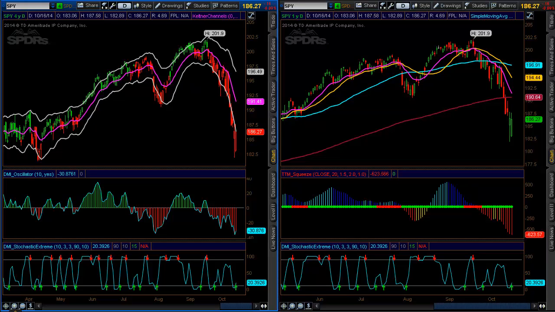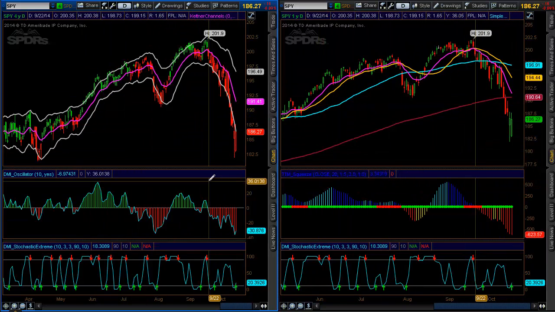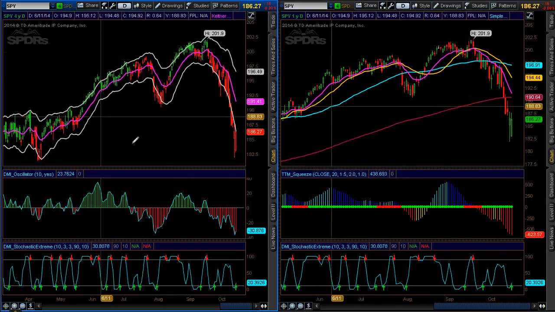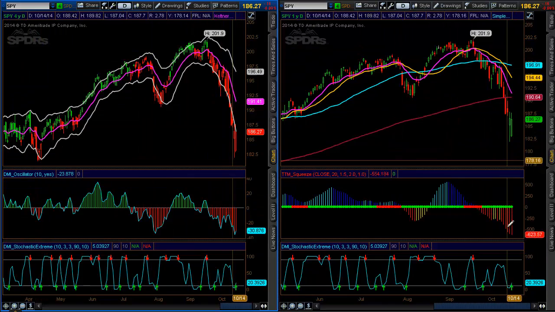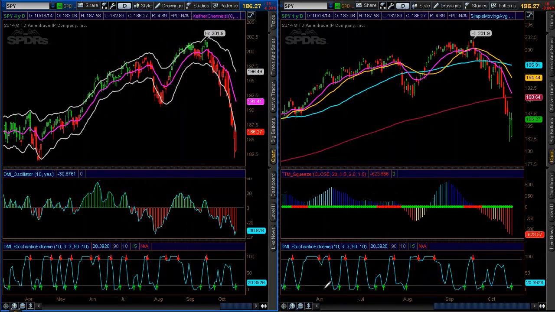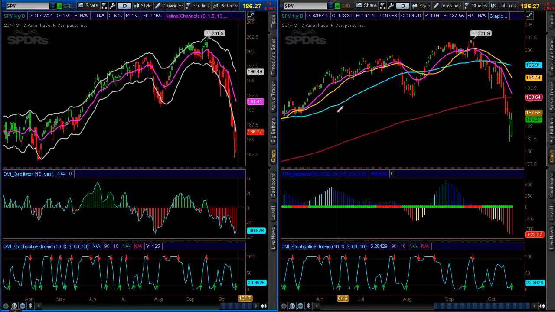I'm just going to look at the SPY tonight. First, let's talk about what you're seeing here. I have the SPY on 2 charts. They're both daily charts, just 2 different indicator sets that we use with our service. On the left I have some directional movement indicators and a Keltner channel. Over here I have some moving averages, a squeeze indicator, and also a directional movement indicator. This is the same indicator on the bottom on both sides. And so I want to look at a couple things.